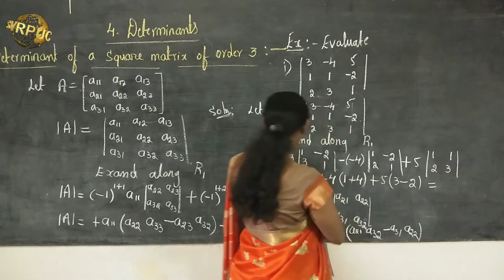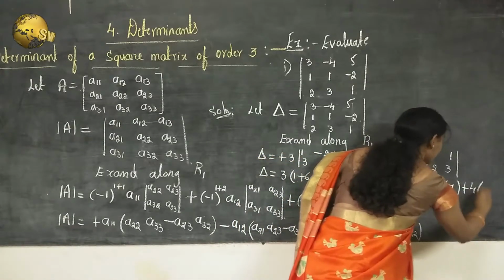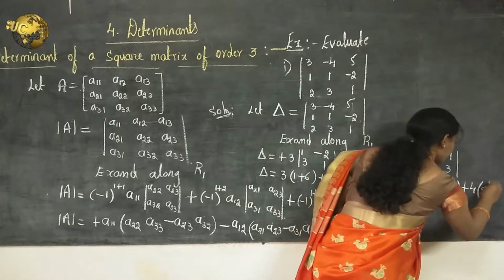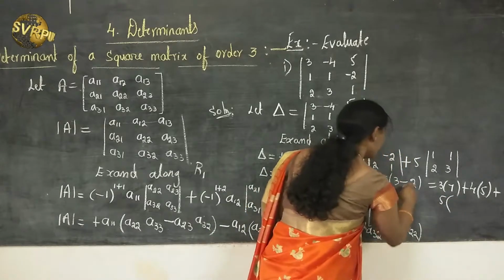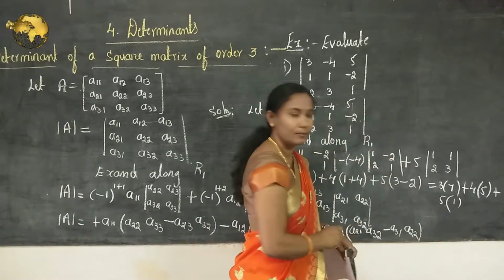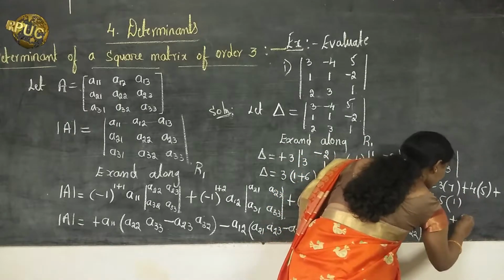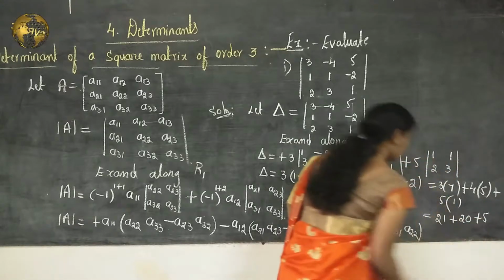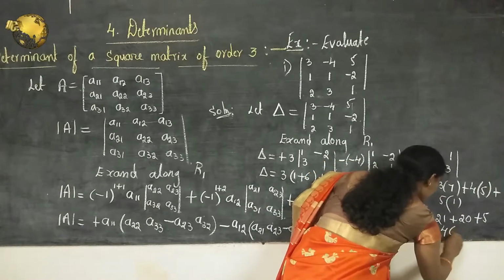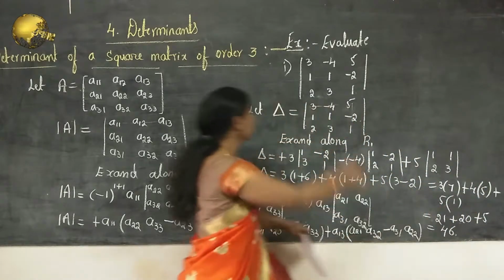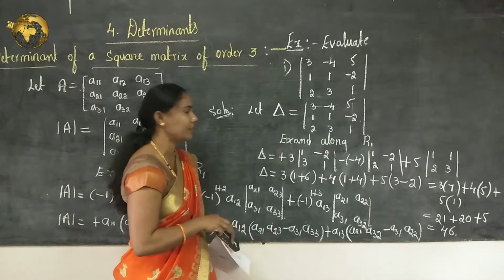I'll continue here only. 3 into 7, plus 4 into 5, plus 5 into 3 minus 2, 1, which is equal to 7 3s are 21, plus 4 5s are 20, plus 5. So it is 20, 20, 40, 45, 46. So this is the value of this determinant.